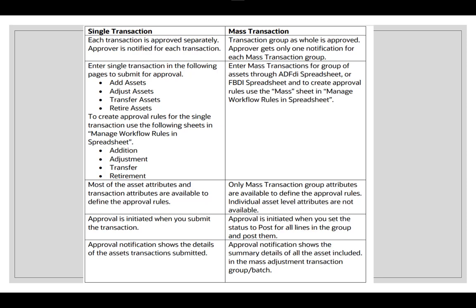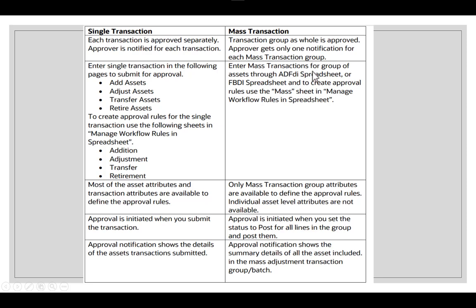For a single transaction, enter the transaction in the following pages, either add, adjust, transfer, or retire, to create an approval rule for the single transaction. Using the following sheets in the manage workflow rules, we will see it later, for additions, adjustment, transfer, retirement. What does it mean? That the assets approvals are only for four transaction types, as you see here: add assets, adjust assets, transfer assets, and retire assets.